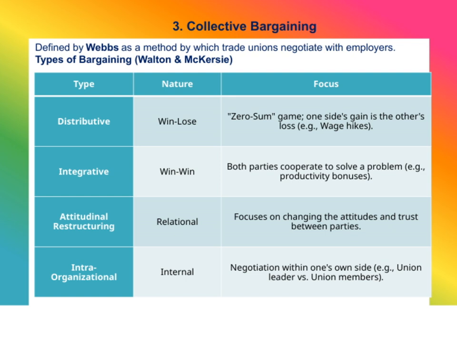Finally, intra-organizational bargaining happens within a single organization. For example, a union leader may negotiate internally with union members about strategies or demands. Connecting this to the overall theme, understanding these different types helps us see how negotiations can vary based on the goals and relationships involved. It's about choosing the right approach to achieve effective agreements.